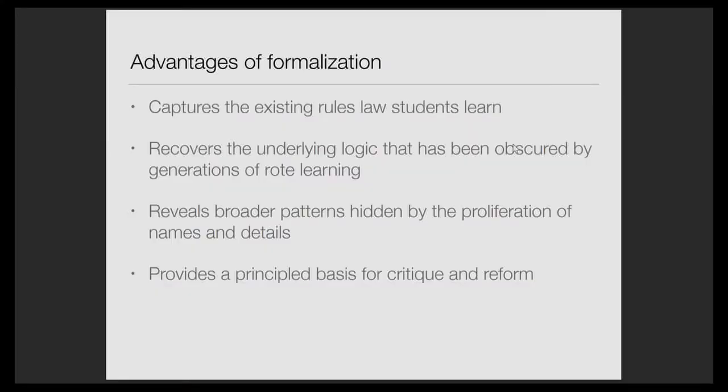It also reveals patterns that are obscured underneath the proliferation of names and details. One thing we realized is that the system underneath here is actually pretty straightforward. What makes it messy is just the different rules that lawyers use to describe it. The terminology is actually more complicated than the underlying structure, and formalization brings that out. It also, I have to say, provides a foundation from which you can say, these rules do not make sense. The law students have been right for generations. We can point out with, I think, a greater degree of clarity the places in which this system is not making useful distinctions. So I'll give you some examples of insights we got from formalization.